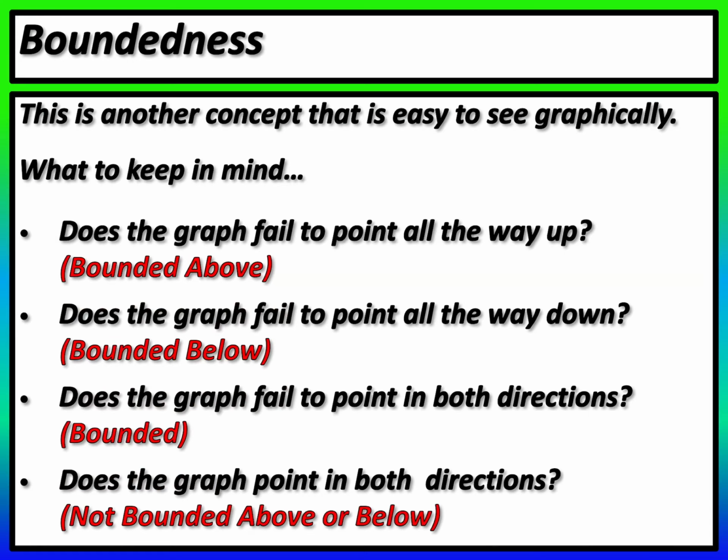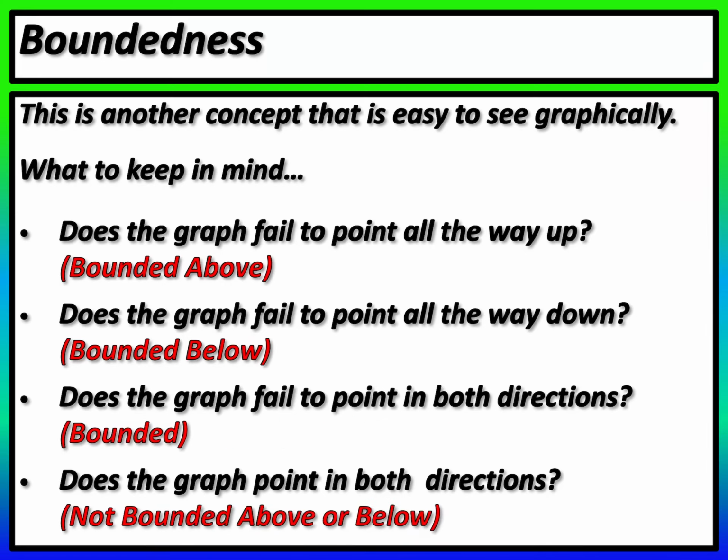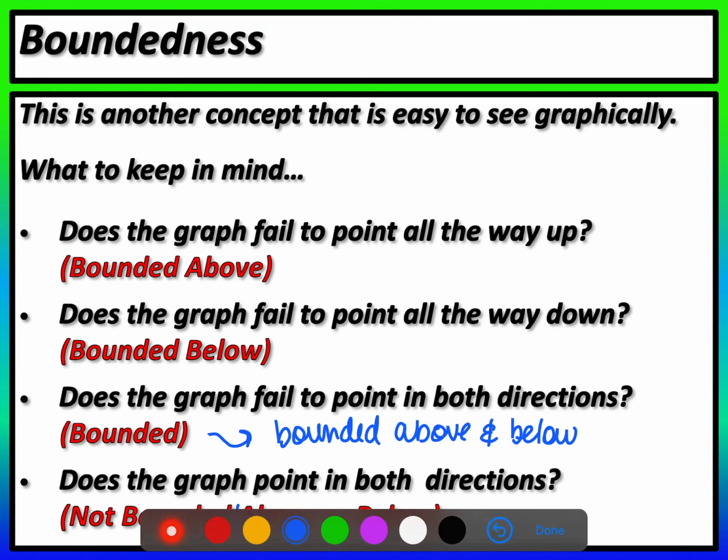Okay, if we have a function that stops from going up or down, in both directions, that's called bounded, or you could also say bounded above and below. Okay, you could specify. And then, does the graph point in both directions? Is it free to extend everywhere? Then that means it is not bounded above or below.